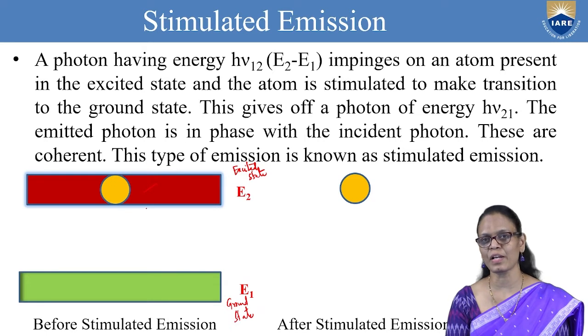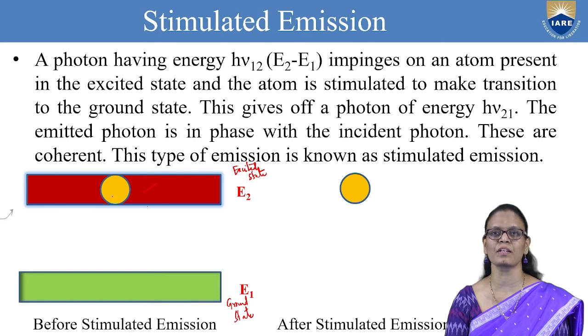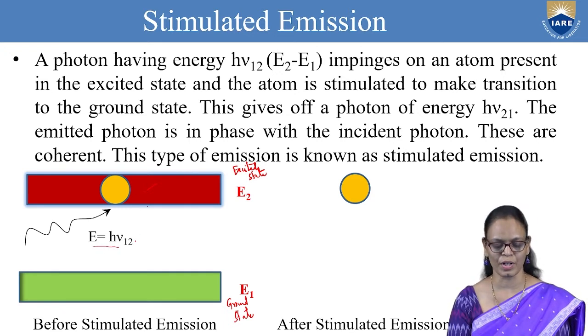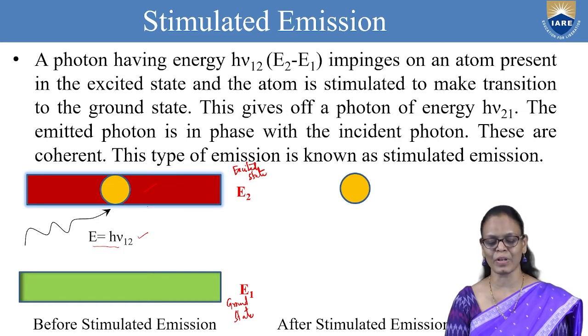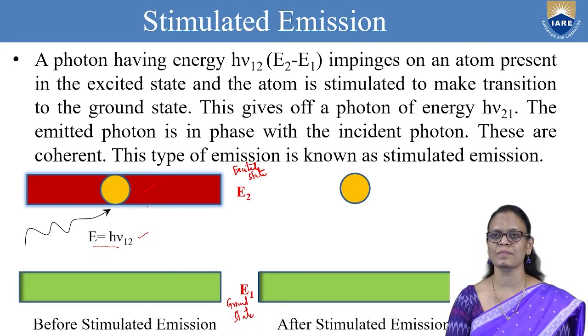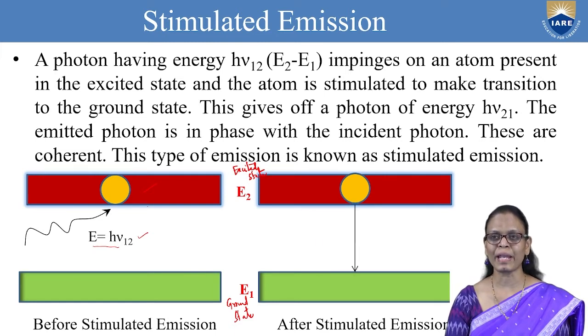So before the lifetime is over, if we can stimulate this atom with an external photon, so we are stimulating the atom which is in the excited state with the help of a photon h nu 12. Before stimulation, the atom is in the excited state, and when it is still in the excited state before the lifetime is over, we are stimulating with the help of an external photon. Then what happens? The atom will make a transition to the ground state.